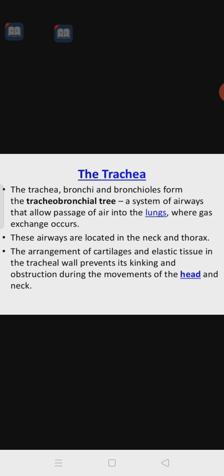The arrangement of cartilage and elastic tissue in the tracheal wall prevents its kinking. Okay, so the presence of smooth muscle, cartilage, and the elastic nature, all these prevent its kinking, as is normal, because of these materials. And obstruction during the movement of the head and neck. The presence of these materials, the cartilaginous and elastic soft tissue, prevents kinking and obstruction during the movement of the head and the neck region.